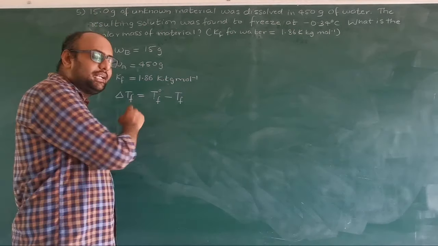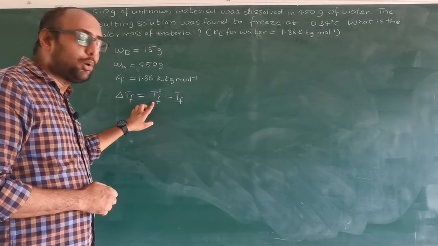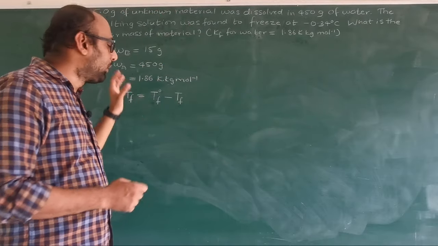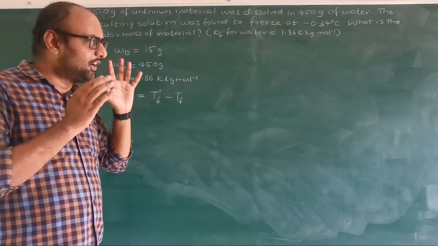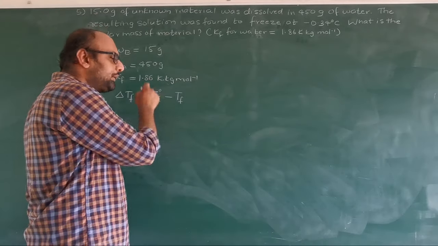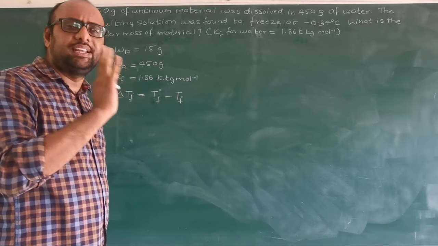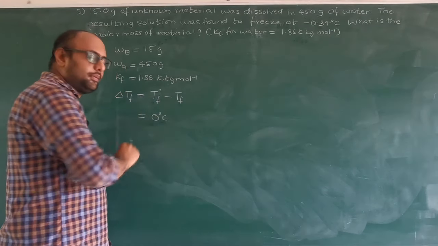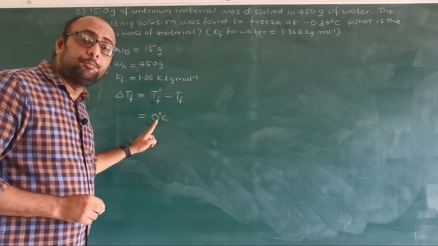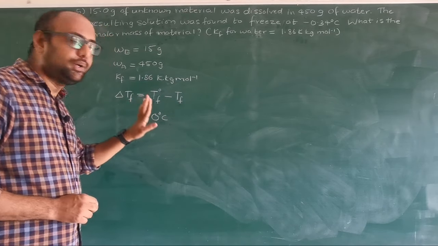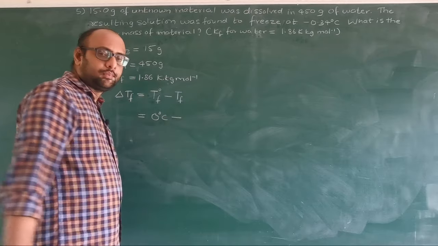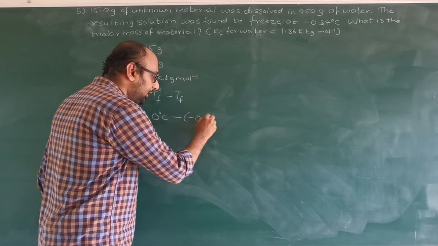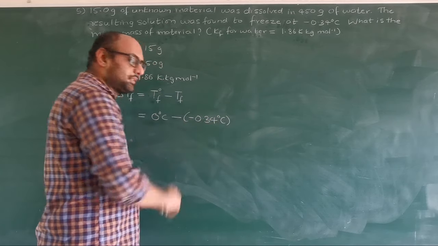Now what about Tf naught? What about the freezing point of the solvent? Which is the solvent here? Water. You know the freezing point of water. You know the melting point of water. It's general knowledge. So the melting point or freezing point of water is 0 degree Celsius. So this is equal to melting point of or freezing point of pure solvent, pure water, that is 0 degree Celsius, minus the freezing point of the solution, that is minus 0.34 degree Celsius.